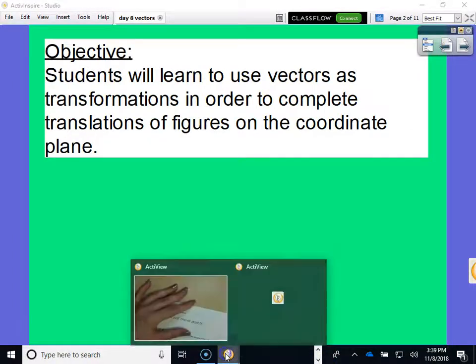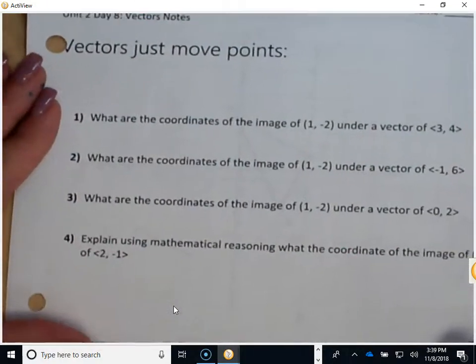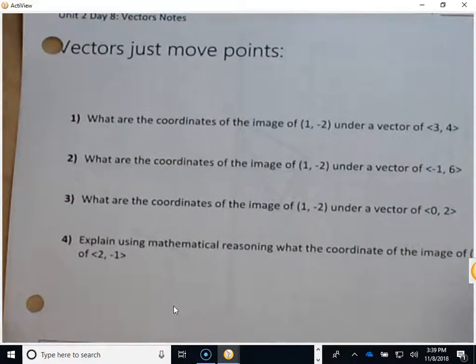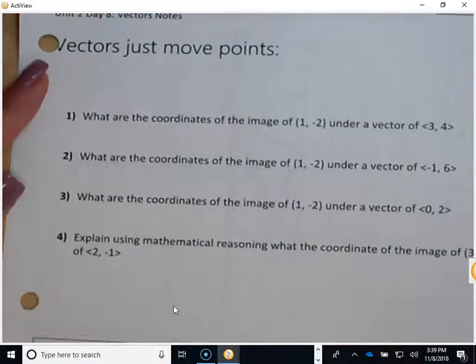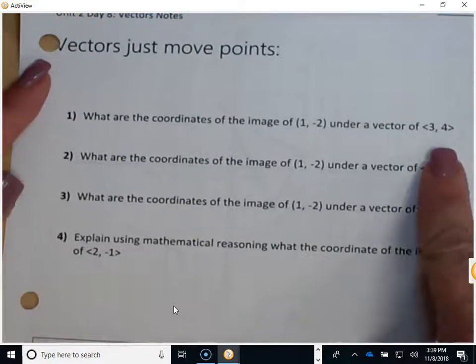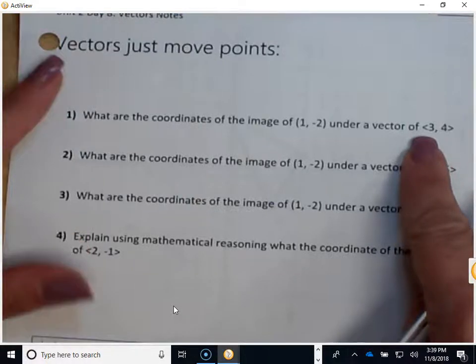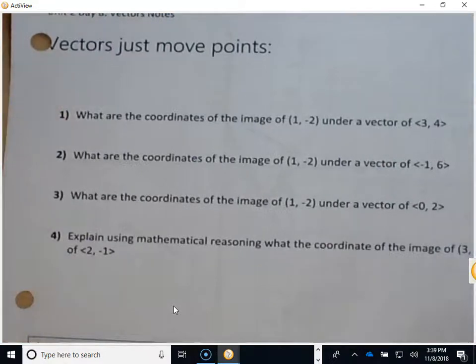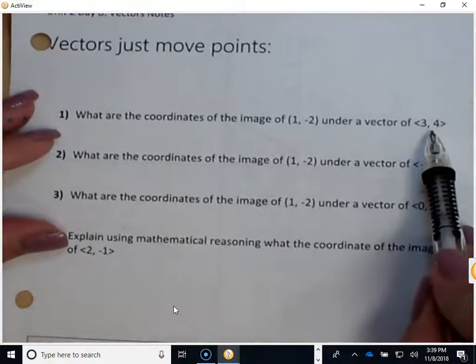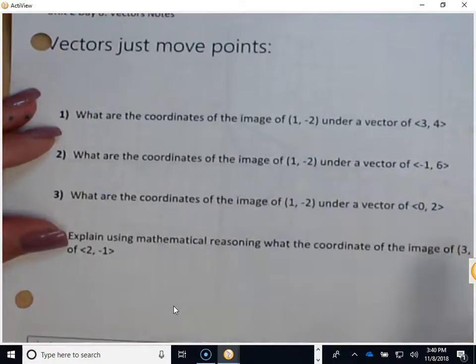So going back to my notes, vectors are just going to move our points. What are the coordinate images of 1, negative 2 under the vector of 3, 4? Notice how it looks like parentheses, but they're pointed. That's when you know that they're vectors. That's what the notation for vectors looks like. That's not an ordered pair. It's not a point. That's telling us what we need to do to our coordinates over here.